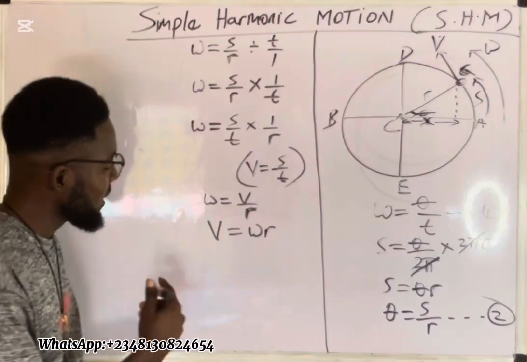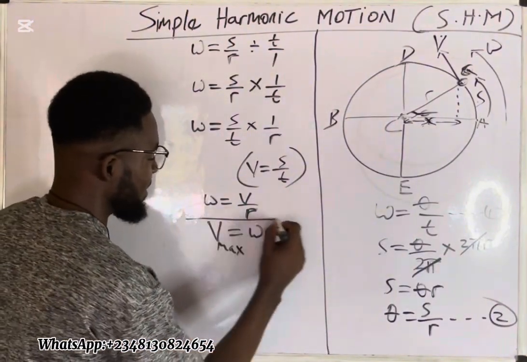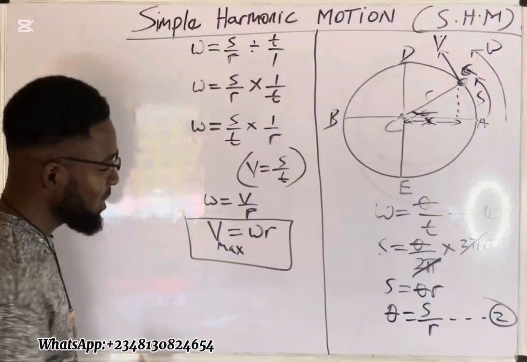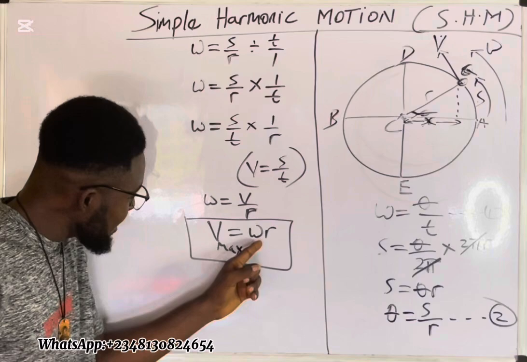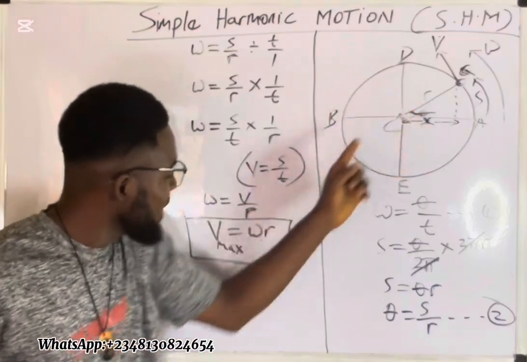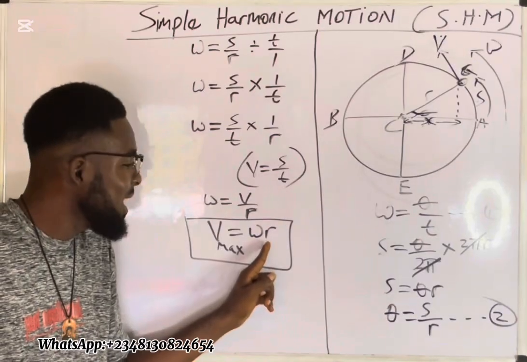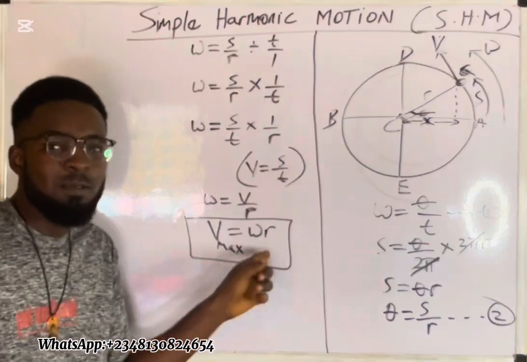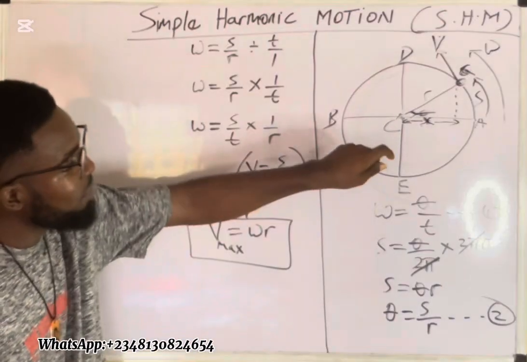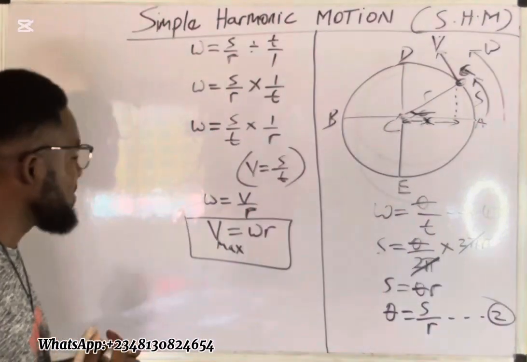So here we have it. This, we call the maximum speed. Why do we call it the maximum speed? Because it has the highest displacement. The highest displacement of a circle is the radius. So we call it the maximum speed of a body observing circular motion. This is the maximum speed.